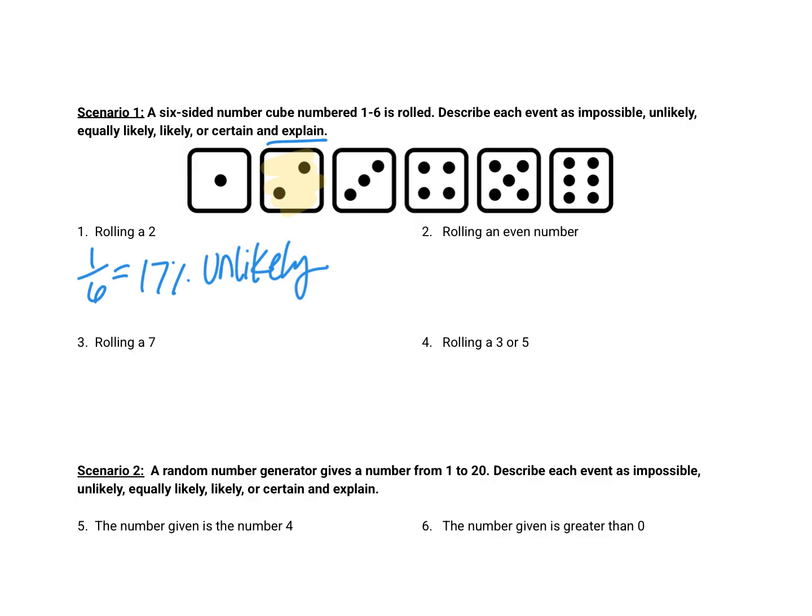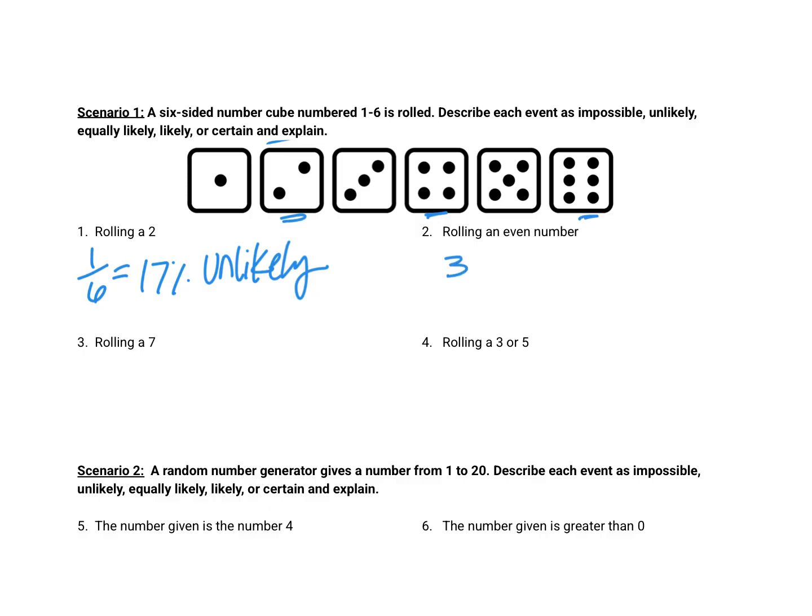Anything in that range is going to be considered unlikely. Looking at question number 2, it says this time we are rolling an even number. So if we look here, let me erase our previous one. If we look at our even numbers, that would be a 2, a 4, and a 6.